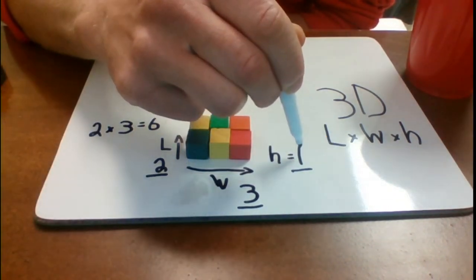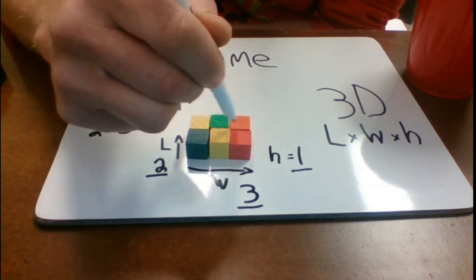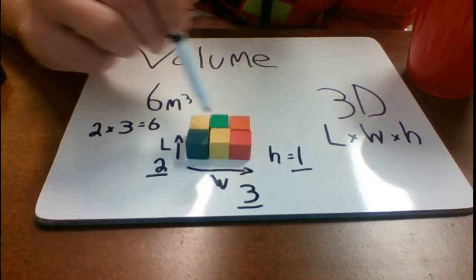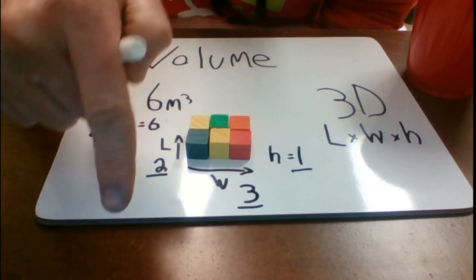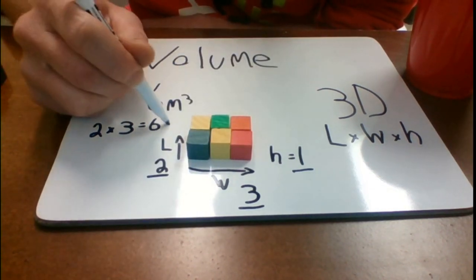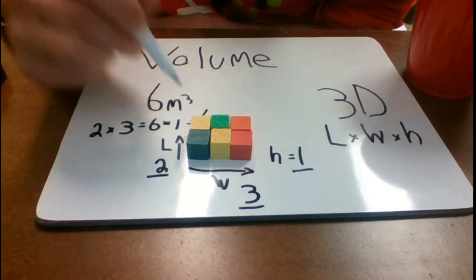But hold on, what about this height? Well, we only have one layer. This rectangular prism only has one layer. So if we went 2 times 3 equals 6 times our height, which is only 1, we end up with 6.